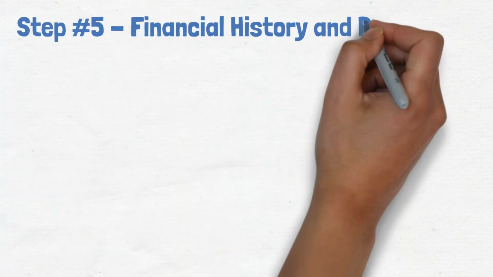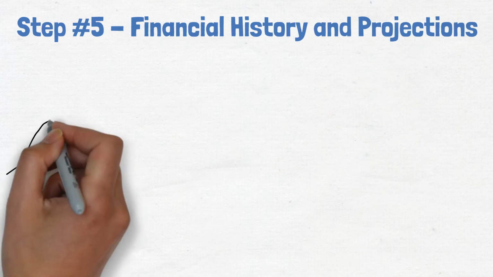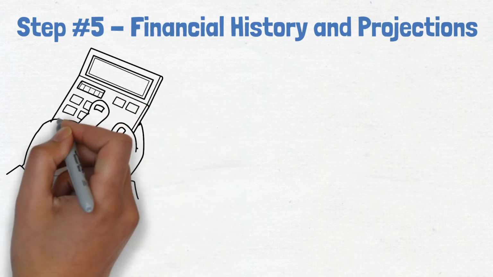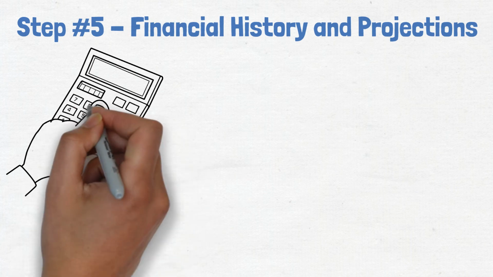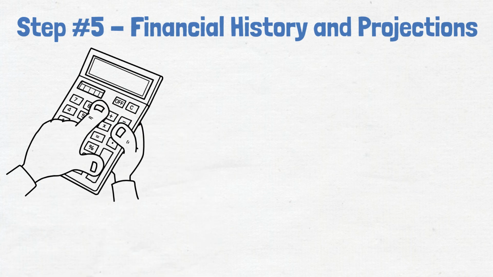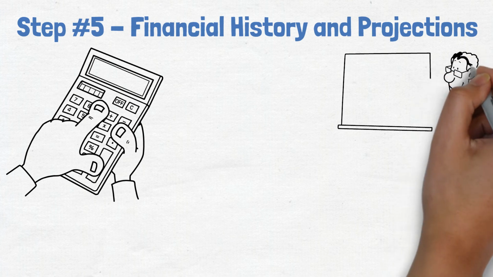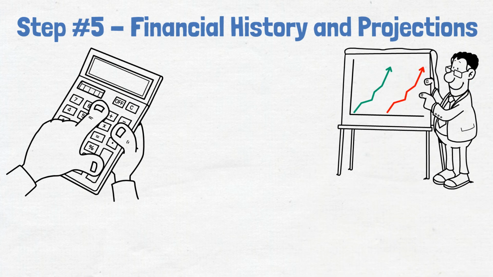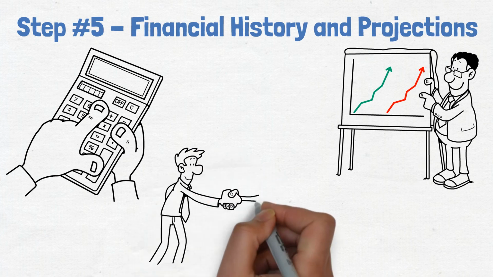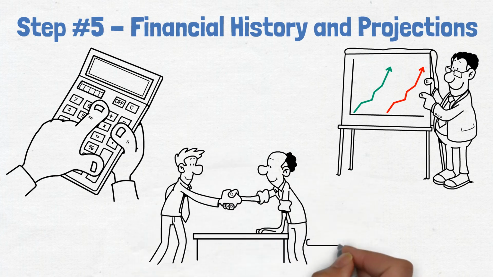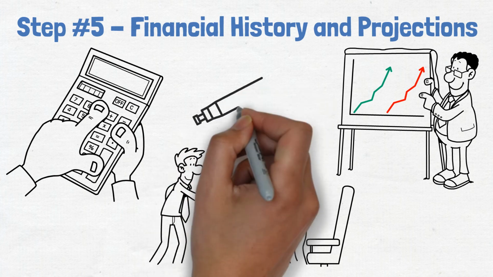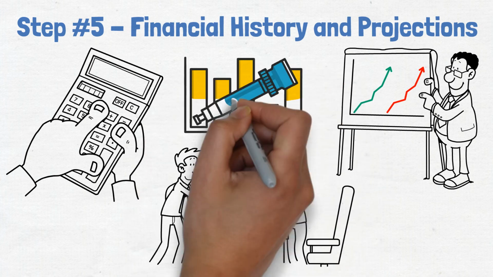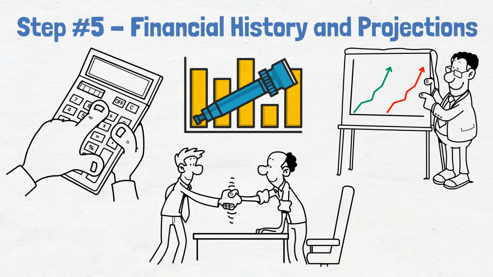Step number 5, financial history and projections. This is where you'll need to take a close look at your past financials if you have them, and make realistic predictions about your future income and expenses. This can be a challenge, but it's essential in order to get a clear picture of your business's financial health. This step is about providing transparency and building trust with potential investors. The key is to be honest about your past financial performance and to provide realistic projections for the future.